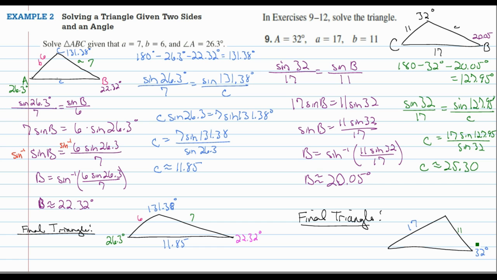Now I want to put that on my final triangle. I got that angle A is 32 degrees, and I know I put it in a different place up here, but it doesn't matter. Your triangle is fine as long as the 32 degree angle is opposite the 17 length side. Across from the 11 side is angle B, so that's 20.05 degrees. Then side c was 25.30 units, and angle C is 127.95 degrees.